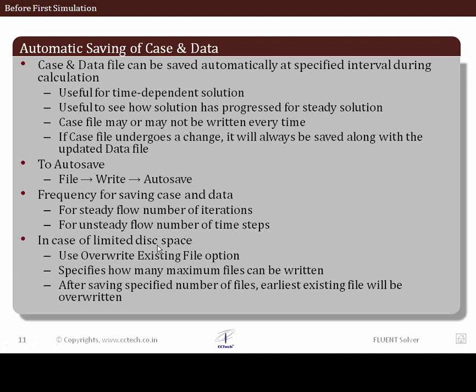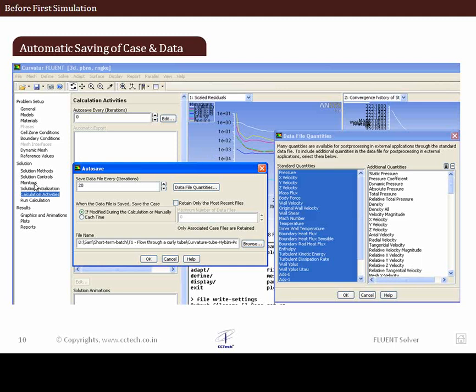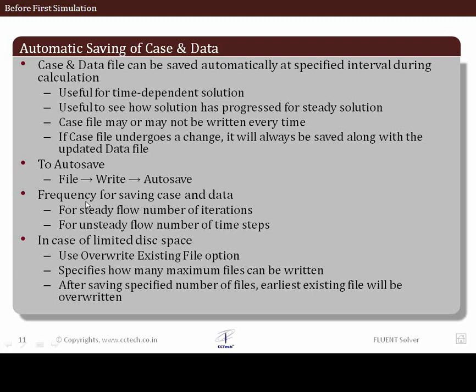So basically, case and data files, they can be saved automatically, and the interval is something which you specify. It's very helpful if you're doing a time dependent solution, that you want every time step that the solution should be saved, or let's say every 20 time steps the solution should be saved, so that you can do a post processing at a later stage. There is this option of going to this autosave option by going to file write autosave, or in other case you can also just click on this model tree on calculation activities and you can say edit here, and then you can give the necessary inputs.